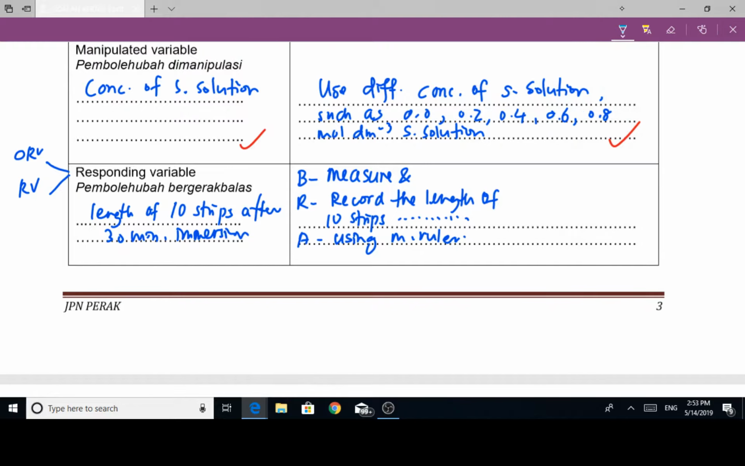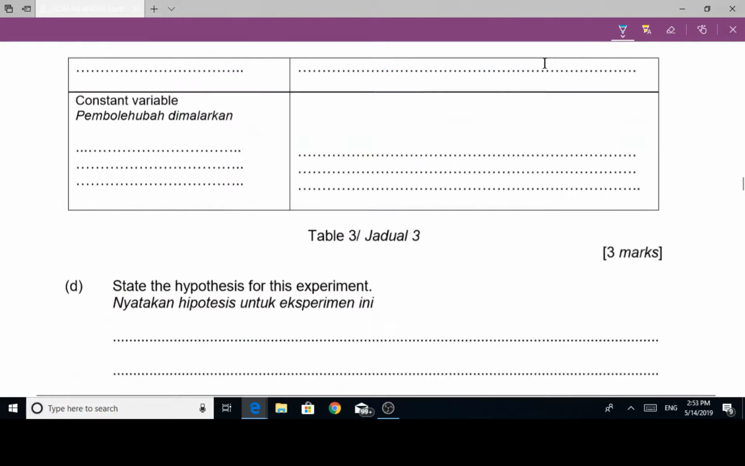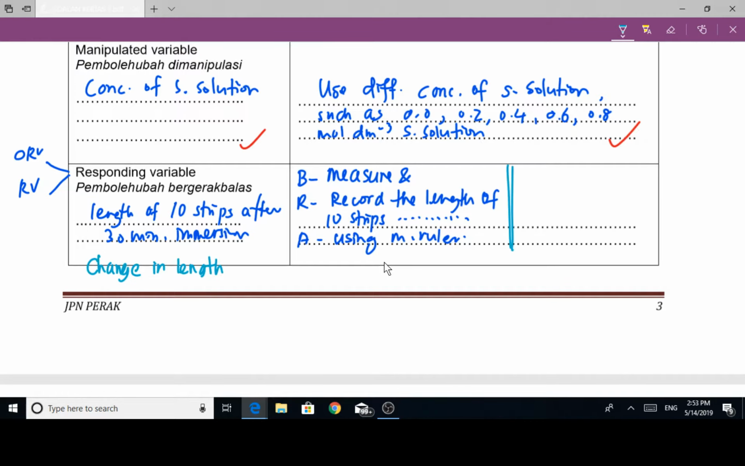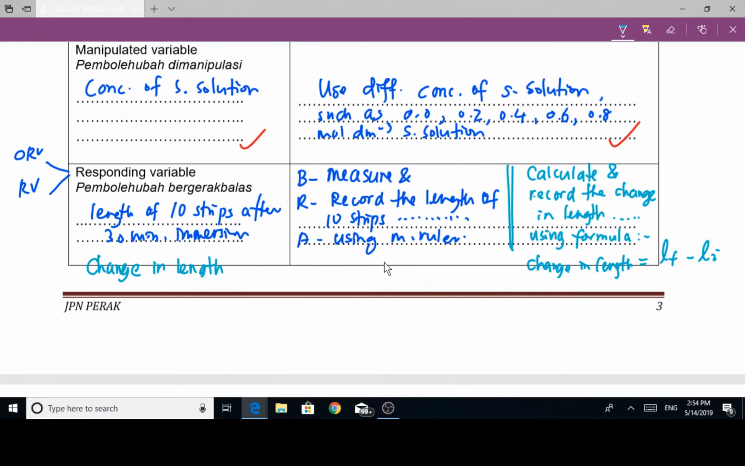Now otherwise, I can choose to write RV. What is the RV in this case? The RV is the change in length. Now, so what is my behavior? My behavior is now calculate and record the change in length of 10 strips after 30 minutes immersion using what? There is no apparatus here. We use formula to calculate the change, using formula. So what is the formula? The change in length is given by final length minus initial length. Alright, so by doing so, you get another 2 ticks.